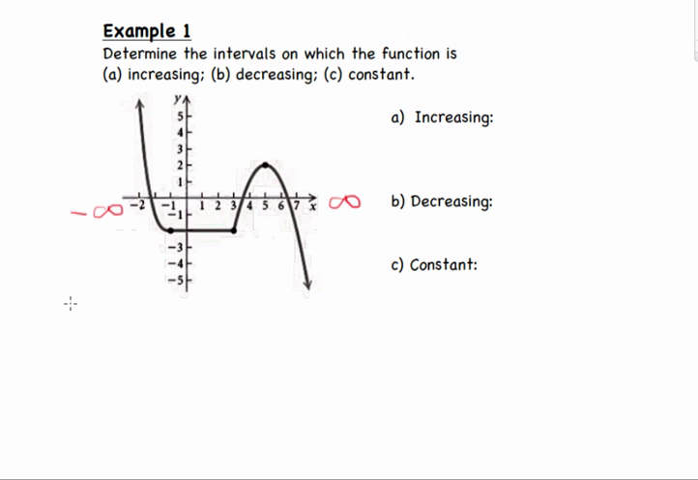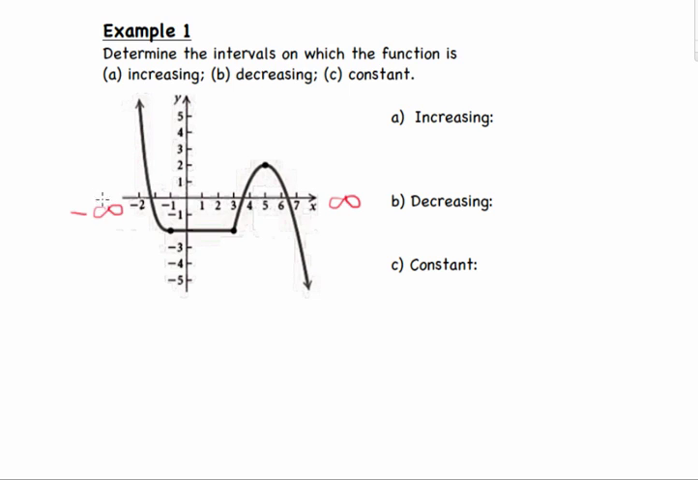And when you determine the intervals of increasing, decreasing, or constant, you are moving left to right. And from left to right, if your graph is moving downward, it is decreasing. If it is going steady, it is constant. And if it is going up, it is increasing.